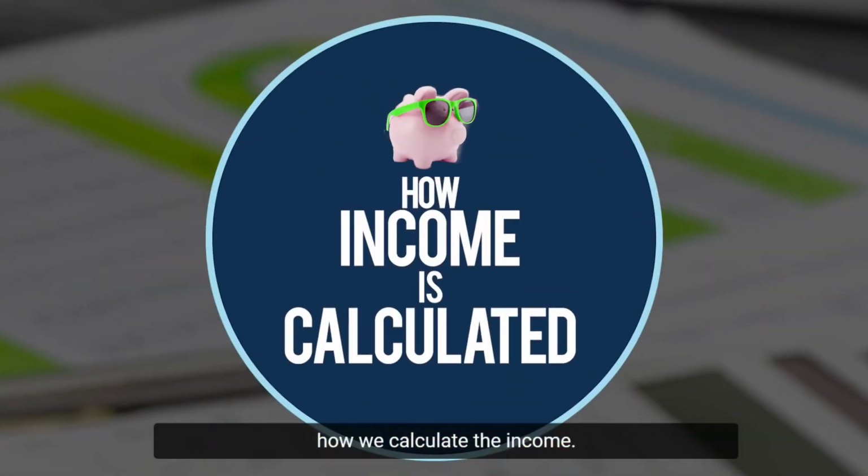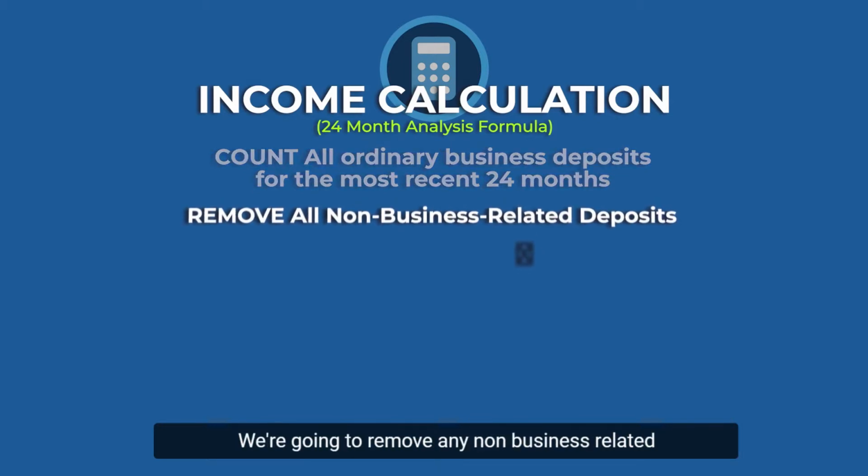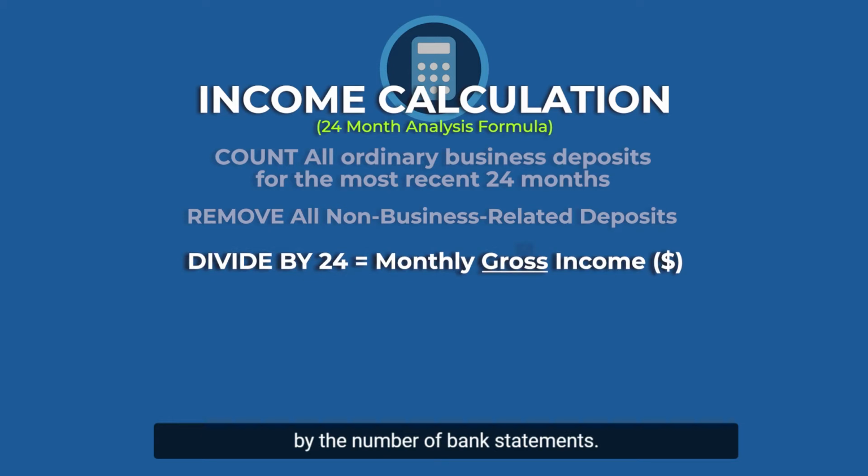Here's how we calculate the income. Step 1, we'll be adding up all the ordinary business-related deposits. From that total, we're going to remove any non-business related deposits into the account, such as store returns, Amazon returns, Home Depot, Staples, etc. Anything that is not normal, ordinary business income. Next, we're going to divide that number by the number of bank statements. In this example, let's just say 24 months of statements, so we divide by 24.